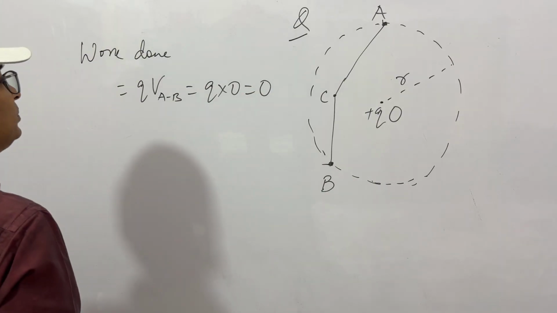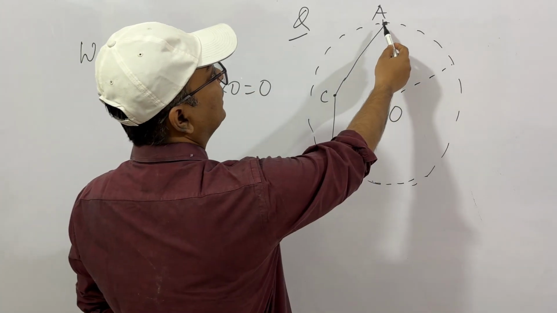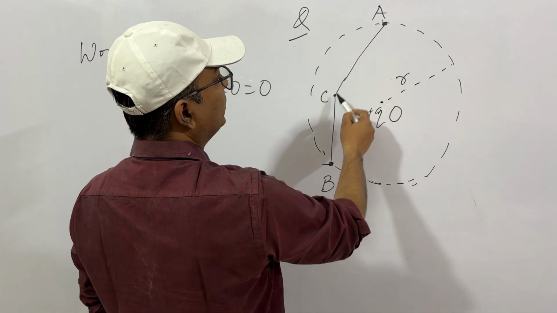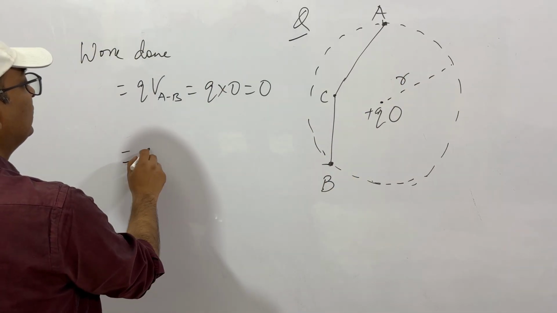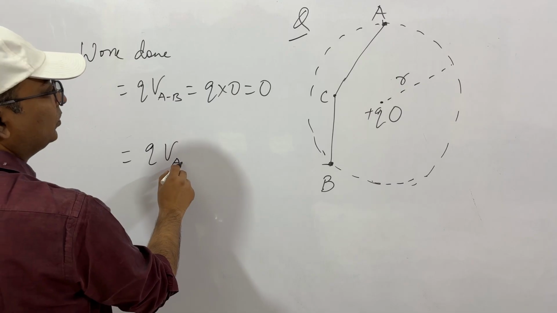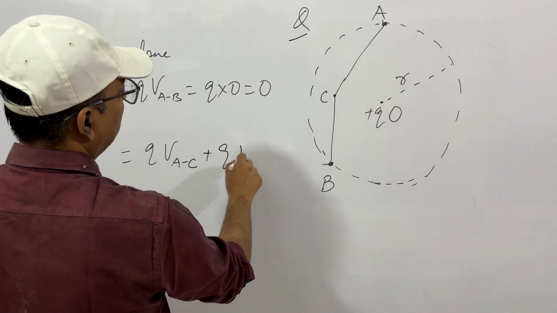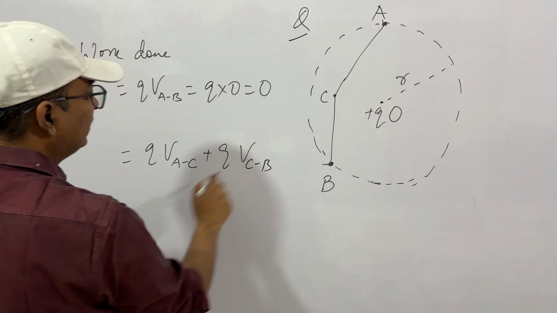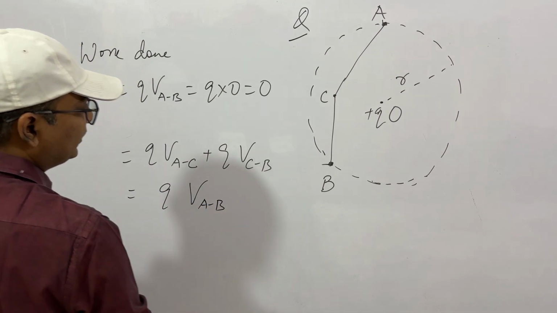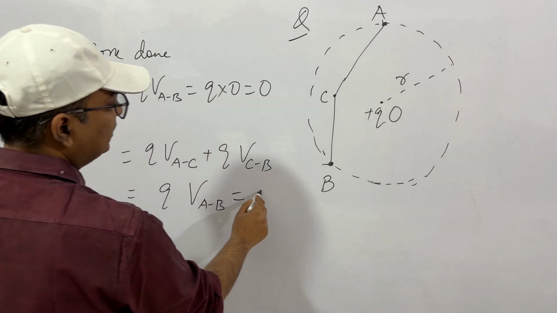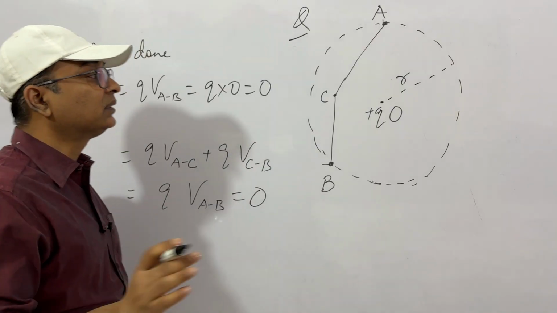Okay. The second part is, what will be the work done if the charge is taken from here to here and then from here to here? Again, charge is first taken from A to C and then C to B. Ultimately what you have is the potential difference between A and B. Work done will be Q into this, and this is 0. So work done will be 0. So this you should understand.